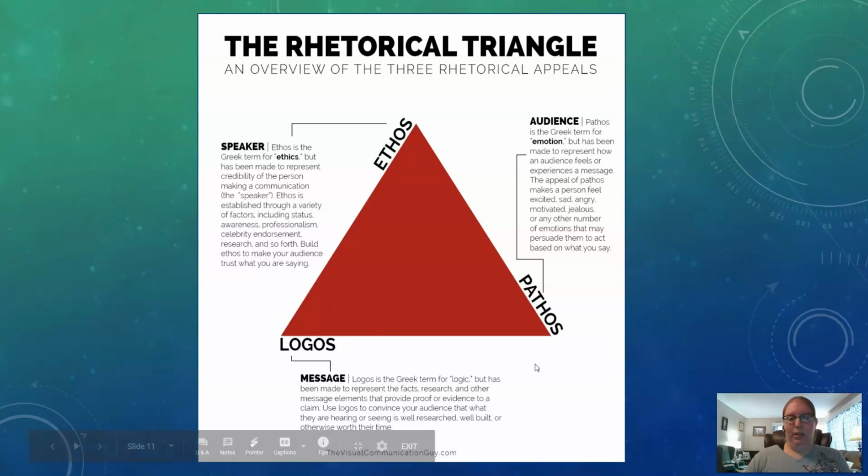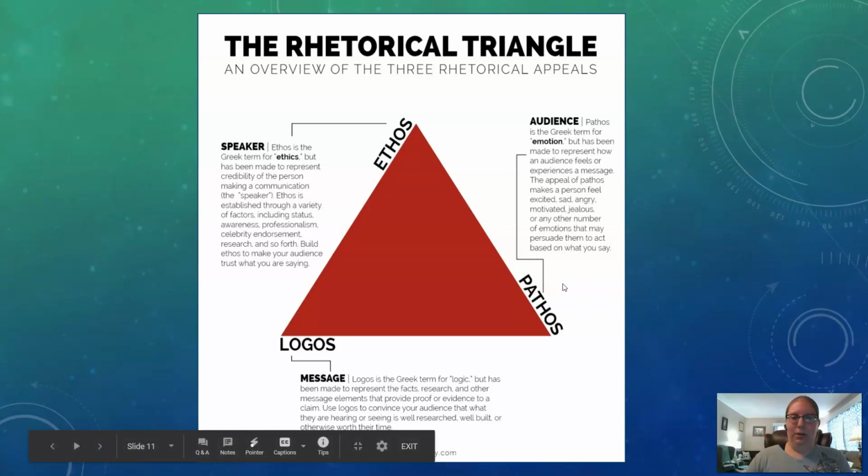And logos is, of course, logical appeal. Logical appeal represents the facts, the research, and other message elements that provide proof or evidence to a claim. So that is when you use logos to convince your audience that what they are hearing or seeing is well-researched, well-built, or otherwise worth their time.